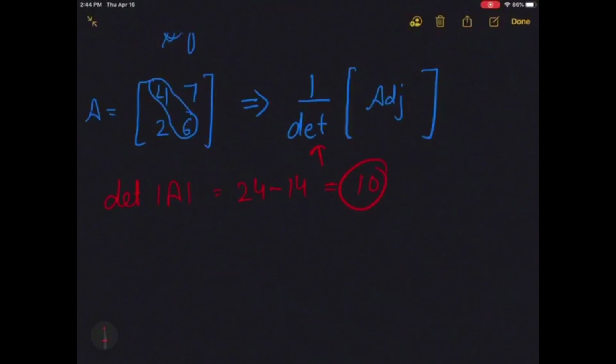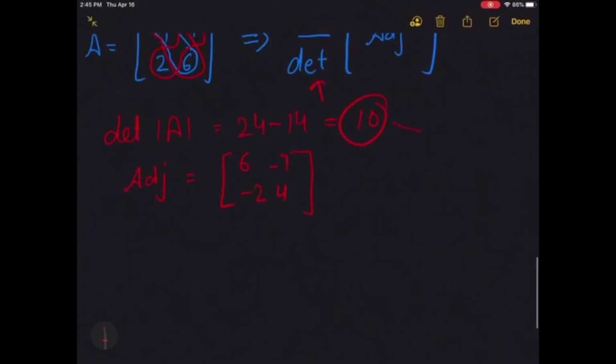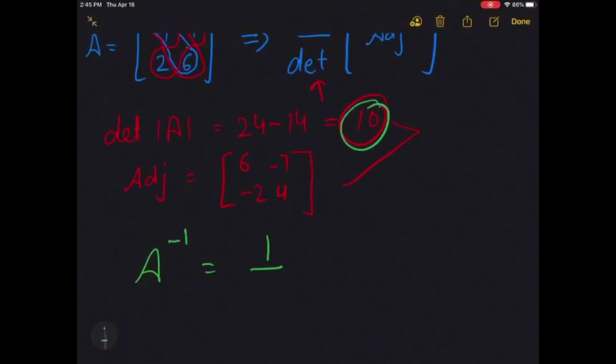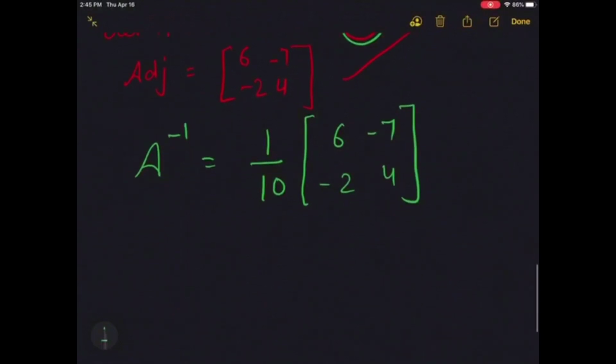Let's figure out the adjoint. You need to swap these 2, so this becomes 6 and 4, and switch signs for the other diagonal, so it's negative 7 and negative 2. Now put these 2 things together. A inverse is 1 over the determinant, which is 10, times the adjoint: 6, negative 7, negative 2, and 4.